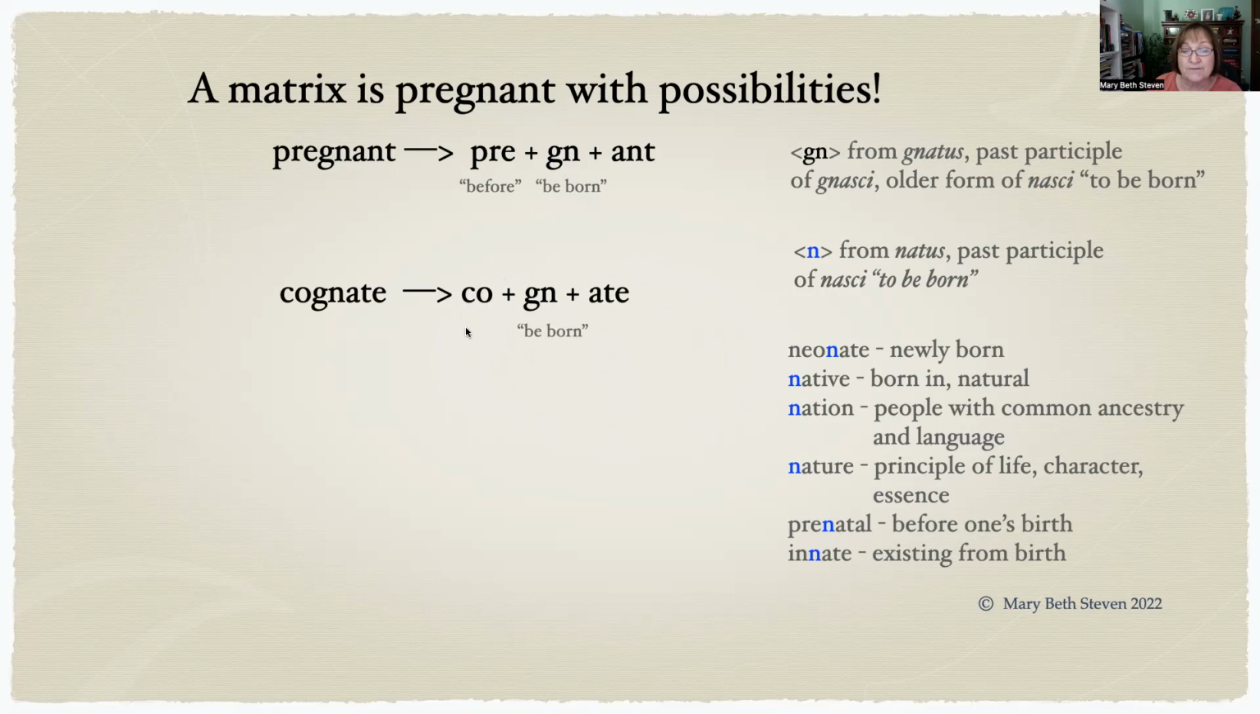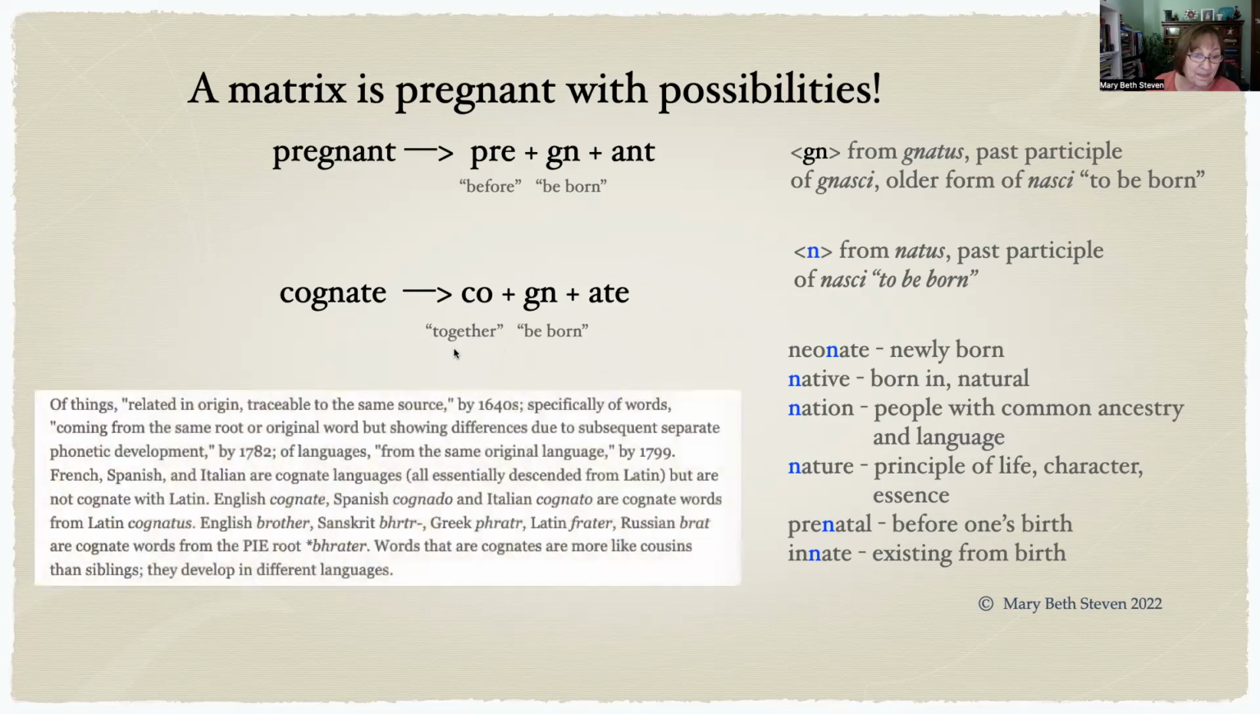And here it has the prefix CO, which is an assimilated form of COM, which has a sense in this word of together. So when two things are cognate, you could say that they're born together or they're existing together. Now, this entry here, again, is from Etymonline. And it says if you're talking about two things being cognate, it just means they're related in origin. They're traceable to the same source. And that definition has been around since the 1640s.